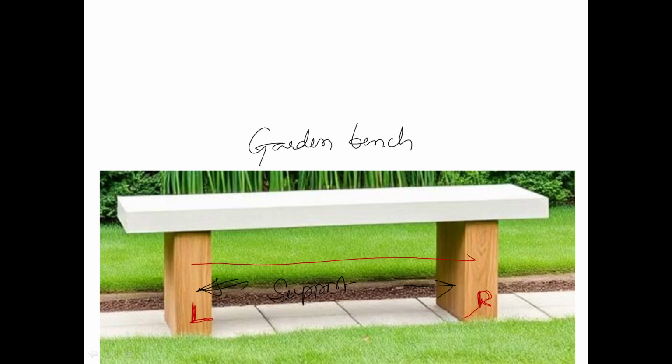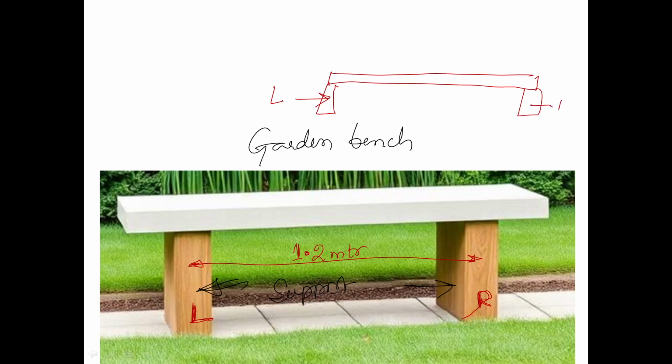Now let us take the distance here as about 1.2 meter. So we just made an assumption here. We've got one bench, and the bench is supported by two supports here. This is the left support and this one is the right support. Now what is the distance between these two supports? The distance between these two supports is 1.2 meter.